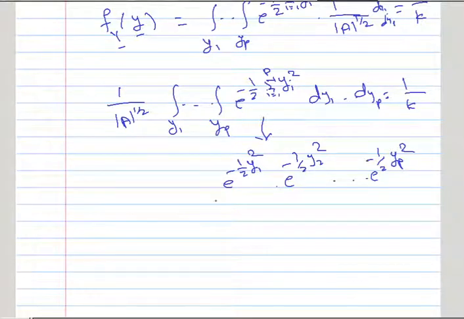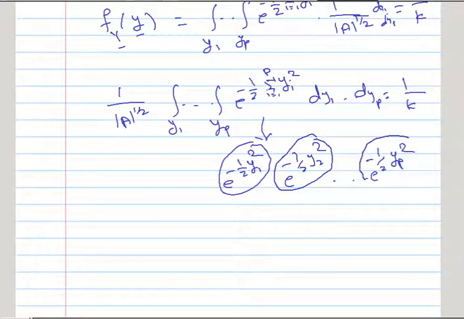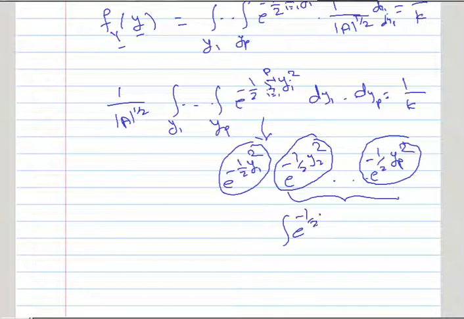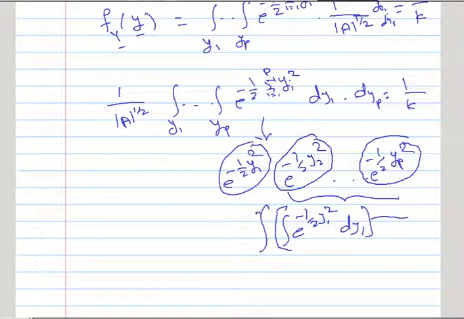So it will be e raised to minus 1/2 y1 square, which is only in terms of y1, then this quantity only in terms of y2, and this quantity only in terms of yp. Once we separate out those terms, the corresponding integration can be applied on each term. Whenever we want to integrate with respect to y1, all the other terms are constants, so they can be taken out of the integration, and it will simply remain e raised to minus 1/2 y1 square, integrated with respect to y1, and the other terms will be integrated with respect to y2 up to yp.